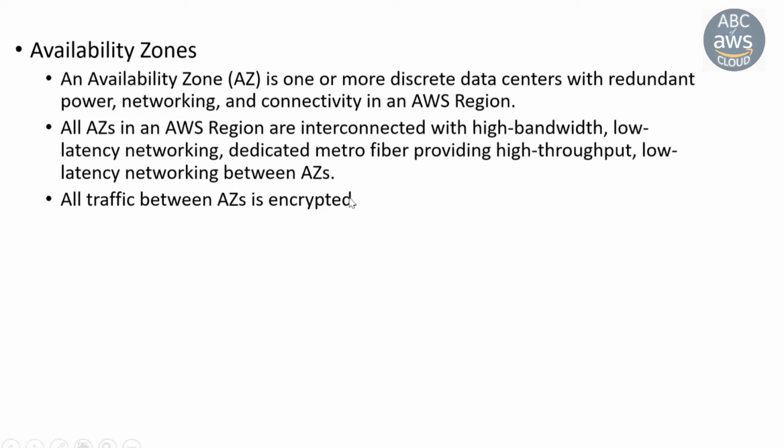All the availability zones in an AWS region are interconnected with high bandwidth, low latency networking. They have their own network and do not use the internet for communication between availability zones. They have their own high bandwidth, low latency networking. All traffic between them is encrypted, so their communication is secure.